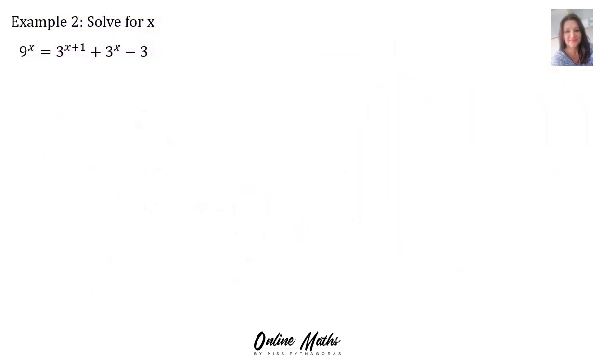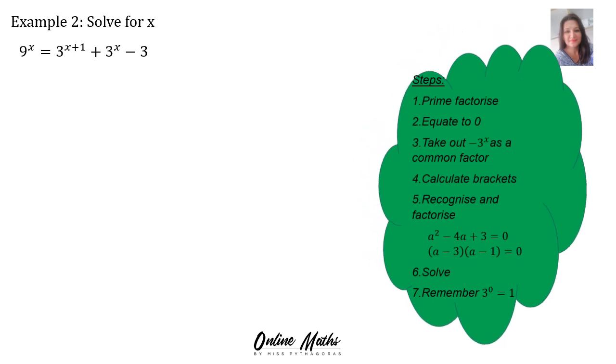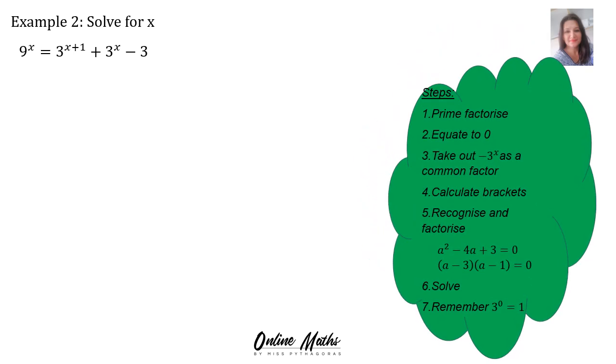Example 2, solve for x. So there's the steps. So we start by prime factorizing. And the only number that you can prime factorize is 9. So you can write that one as 3 to the 2x. Step 2 is equate to 0. That means you bring everything to the left-hand side, which I already did for you.